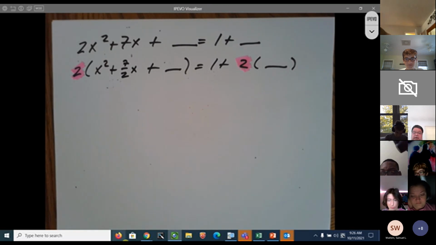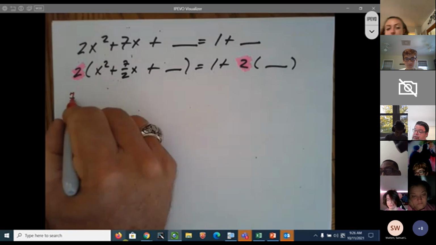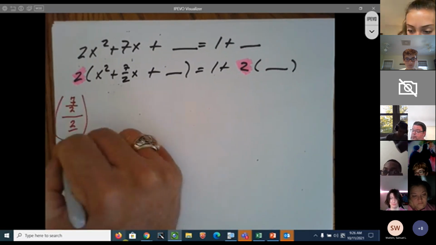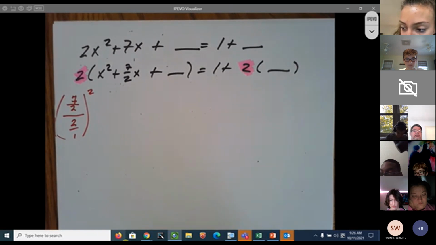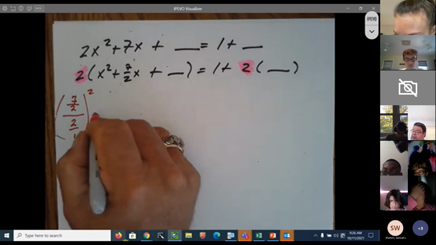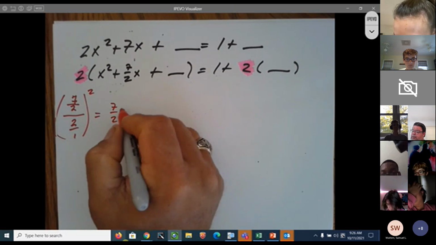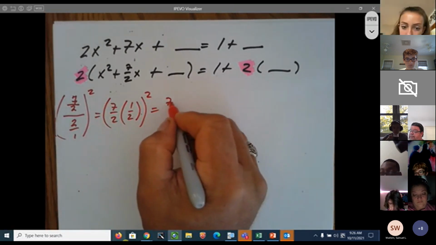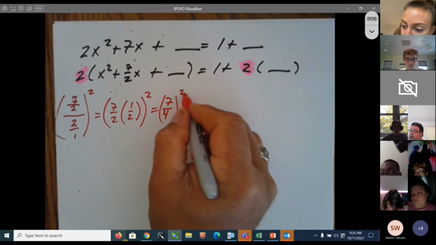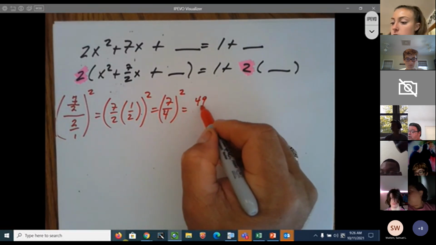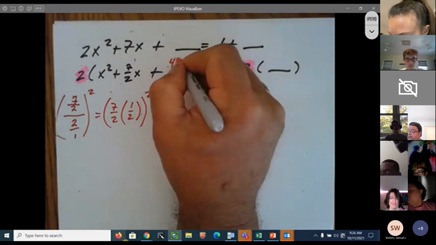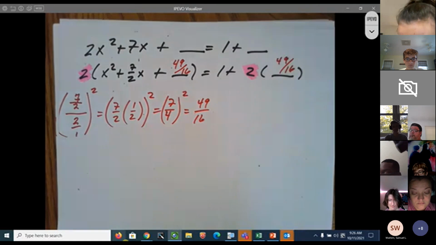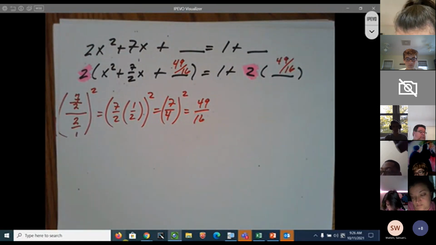All right, so I'm going to take my 7/2, and I'm going to divide by 2/1 and square it, because I always take b divided by 2 and square it. And that's going to be 7/2 multiplied by 1/2, which is 7/4 multiplied by itself, which is 49/16. Take my blue pen.